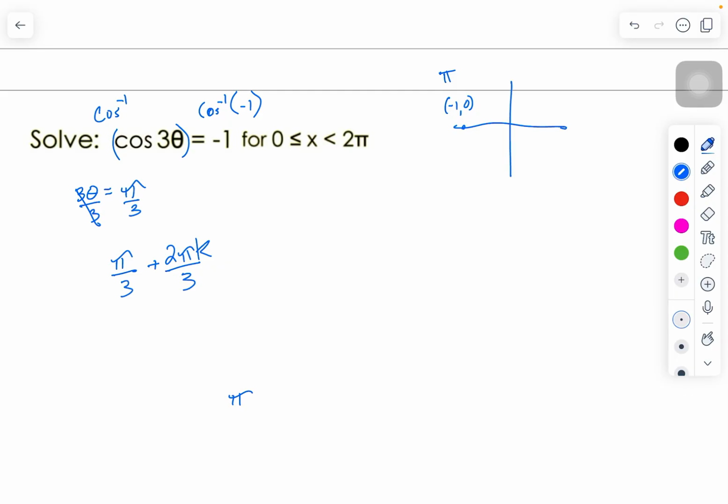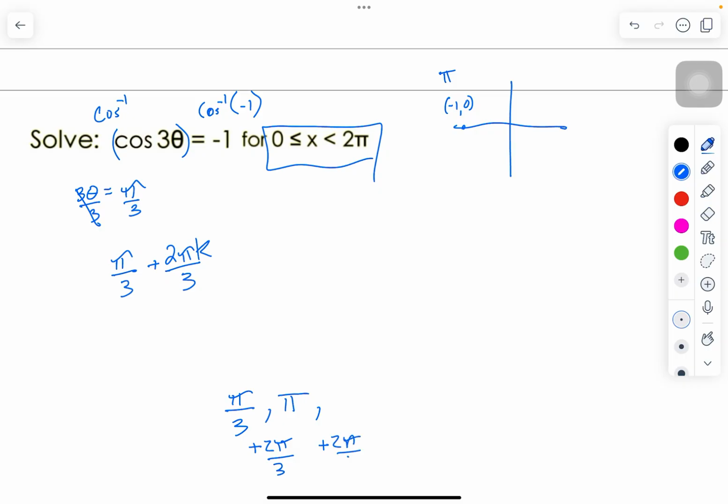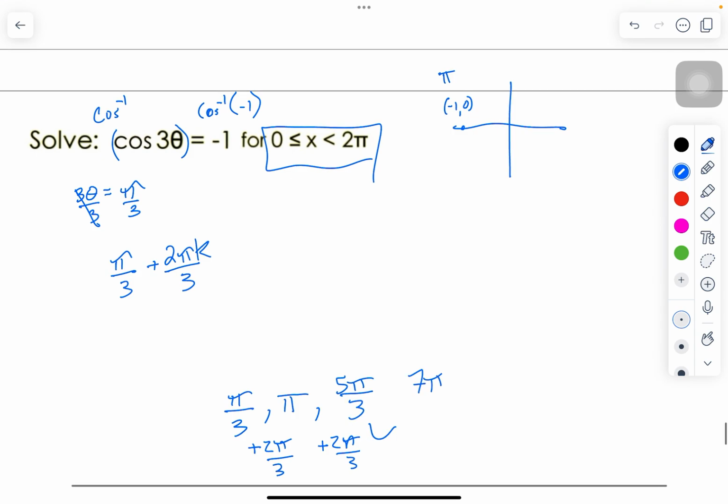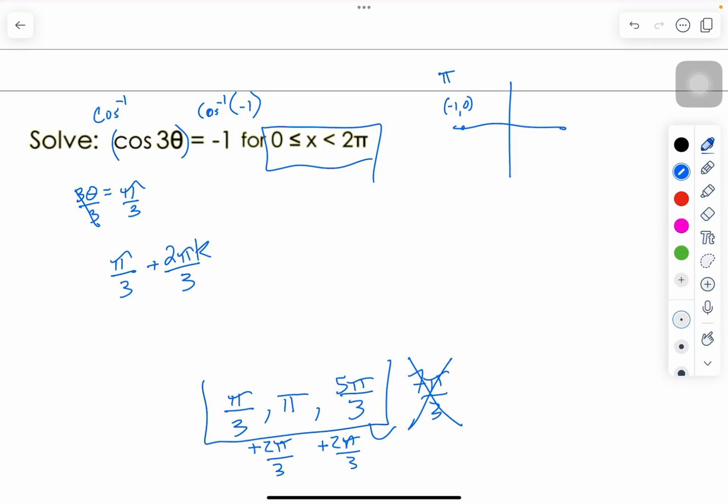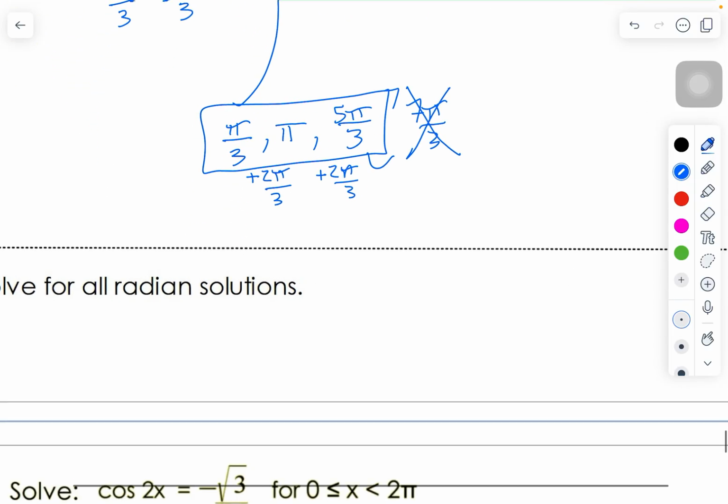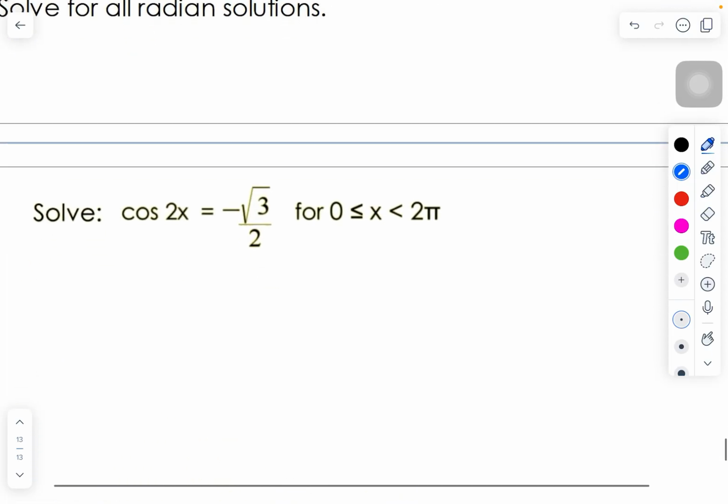So if one of my angles of pi over 3 fits in this range right here, if I add 2 pi over 3, that puts me at pi, which is also in that range. And if I add another 2 pi over 3, I get 5 pi over 3, which is also within that range. I'm pretty sure if I go up one more, that gives me 7 pi over 3, but that's bigger than 2 pi, and I'm going to cut that off. And these are my 3 possibilities for this function in a revolution of 2 pi, or in one full circle. Okay, same idea.